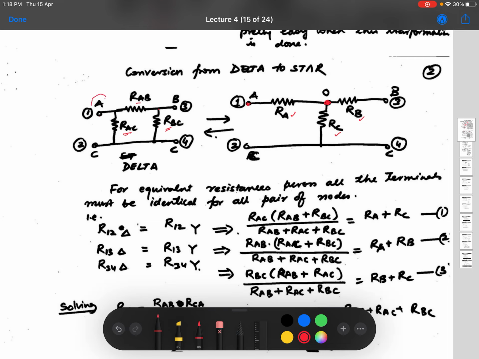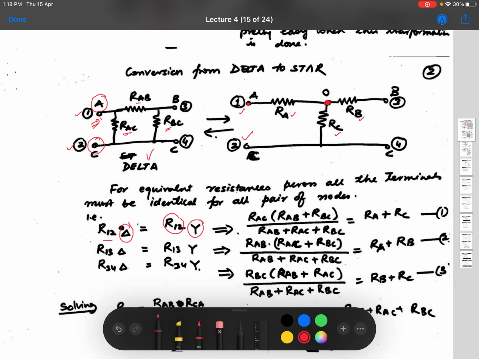So let us say that I watch from the points A and C in this delta connection, and try to see how much resistance I get. Disregarding 3, I just consider terminals 1 and 2 and see what the resistance between them is, and that is what I call R12 in delta. Similarly, I will see the same points in the star connected circuit also, between points 1 and 2, and that is what I call R12 in star or in Y.